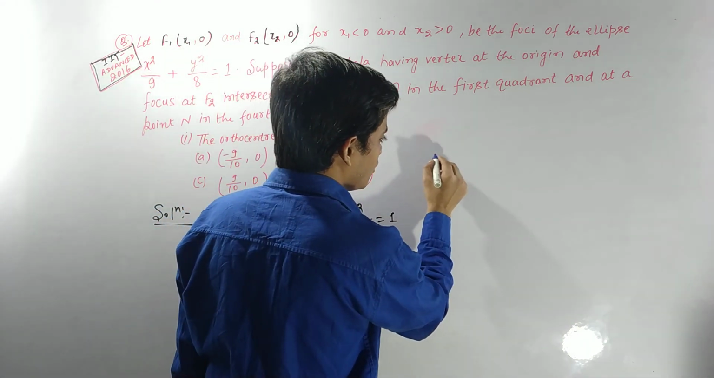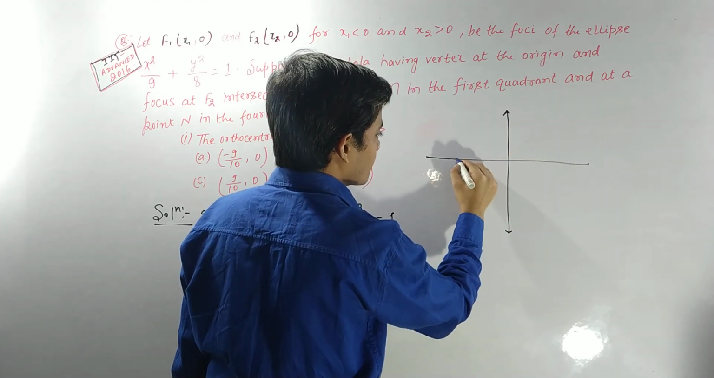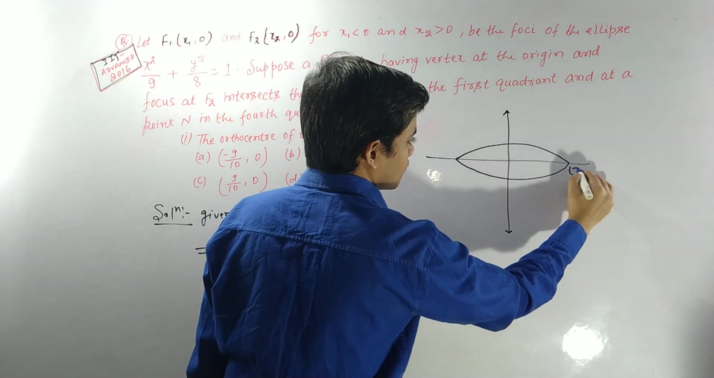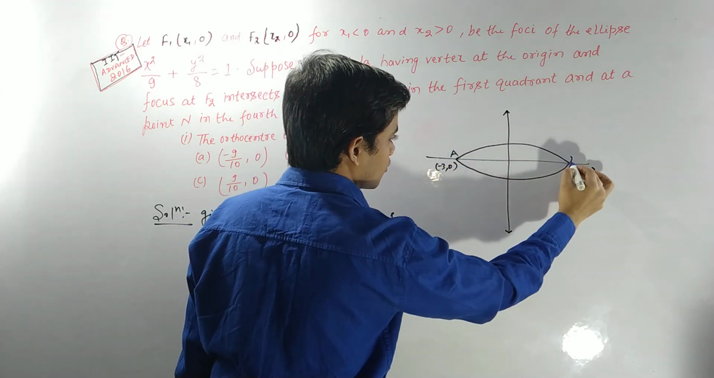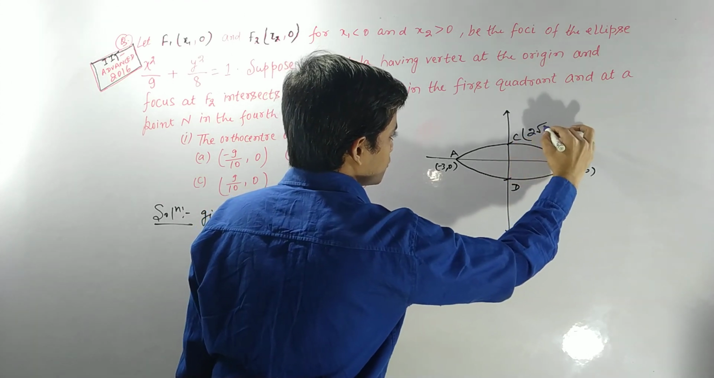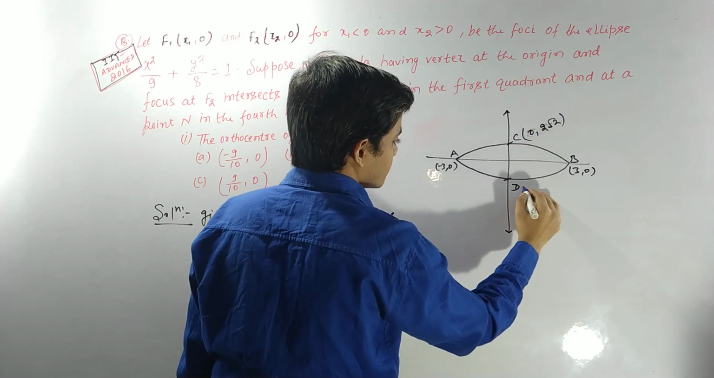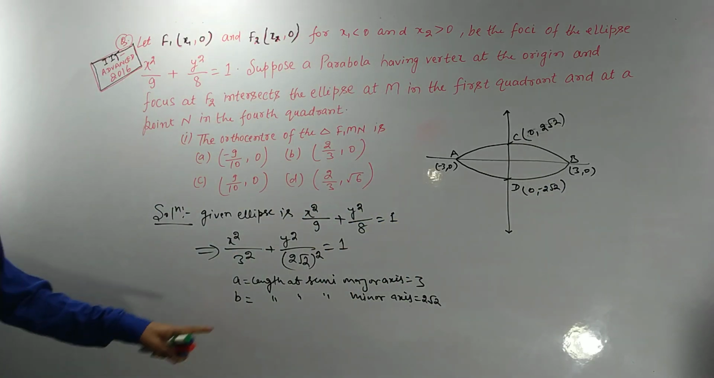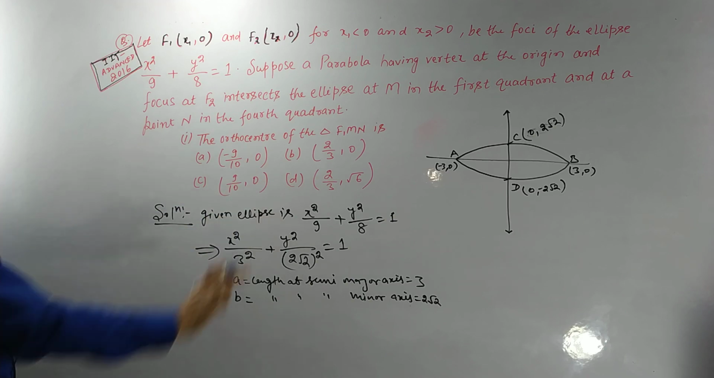So how does this ellipse look? You can see this is going to be your given ellipse, where this is (3, 0) and this is (minus 3, 0). Call them A, B, C and D. Certainly this is (0, 2 root 2) and this is (0, minus 2 root 2). So this ellipse is given here.